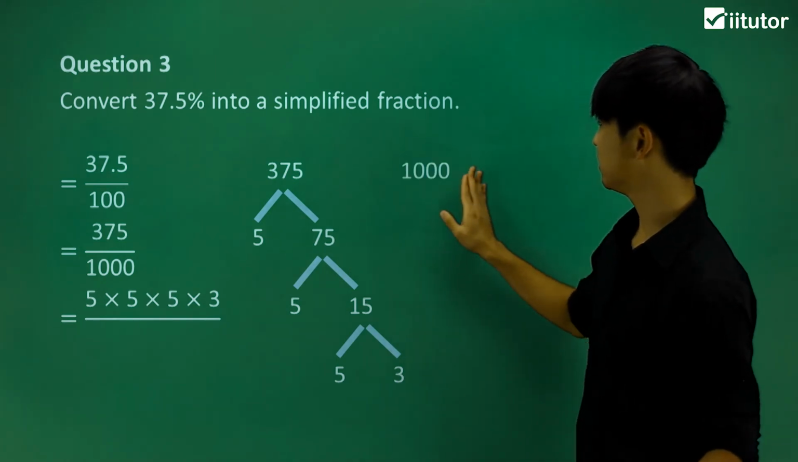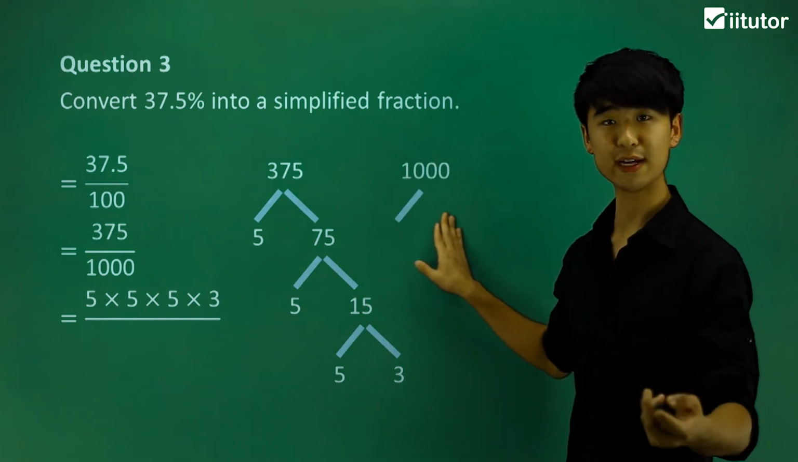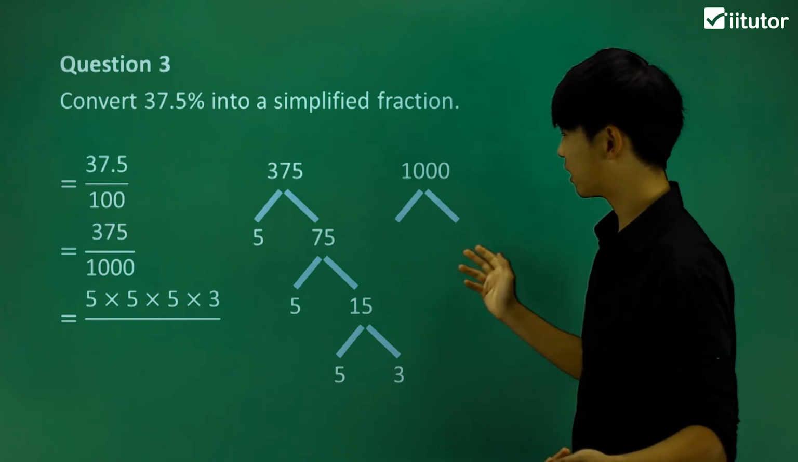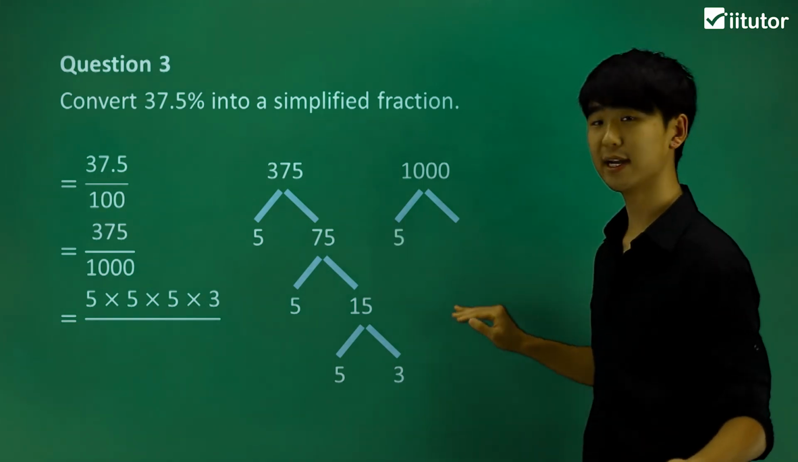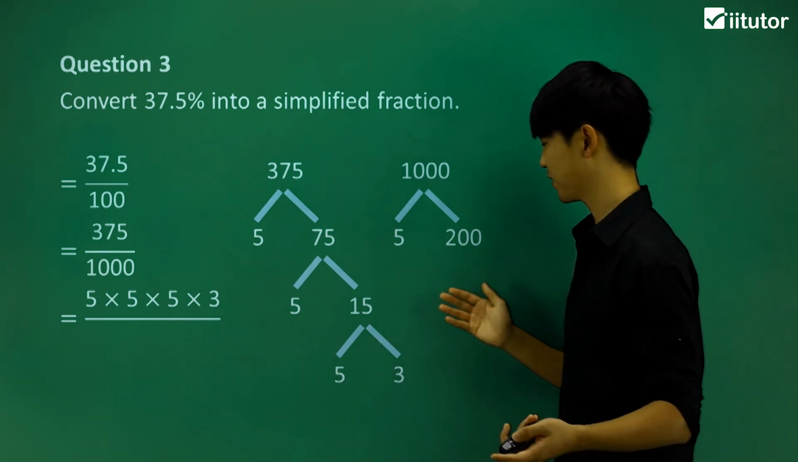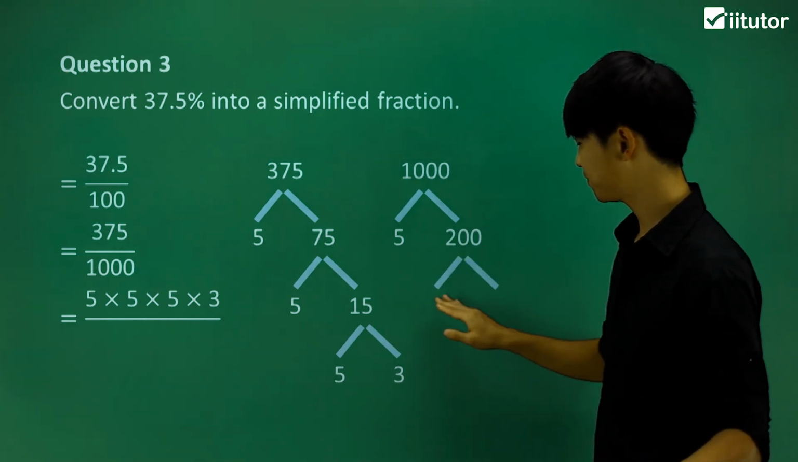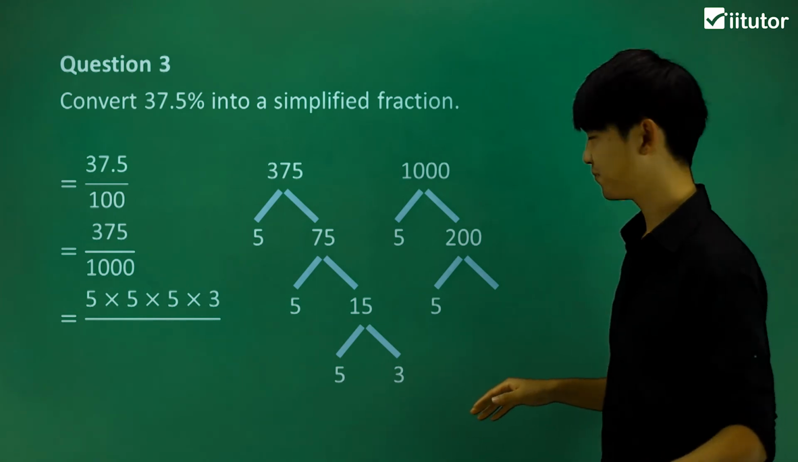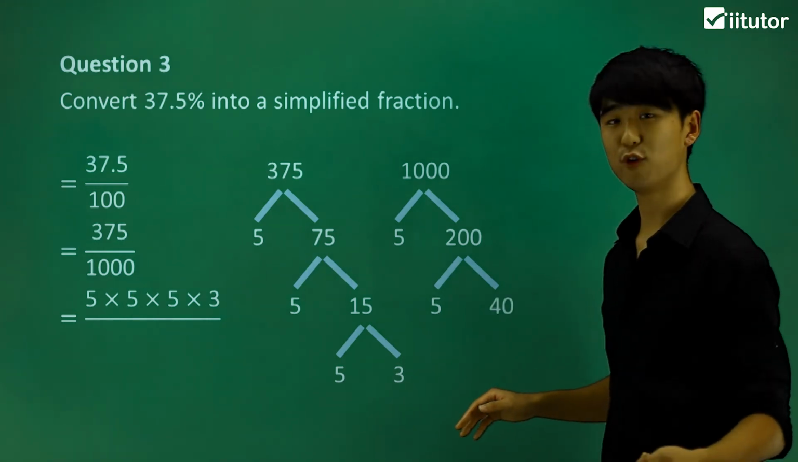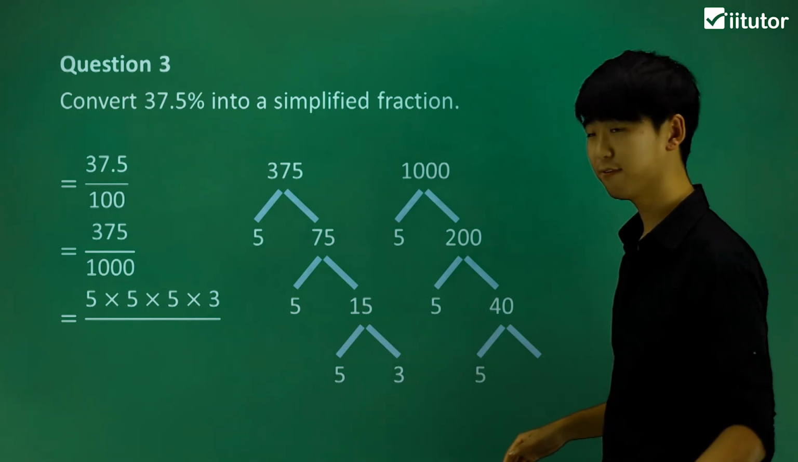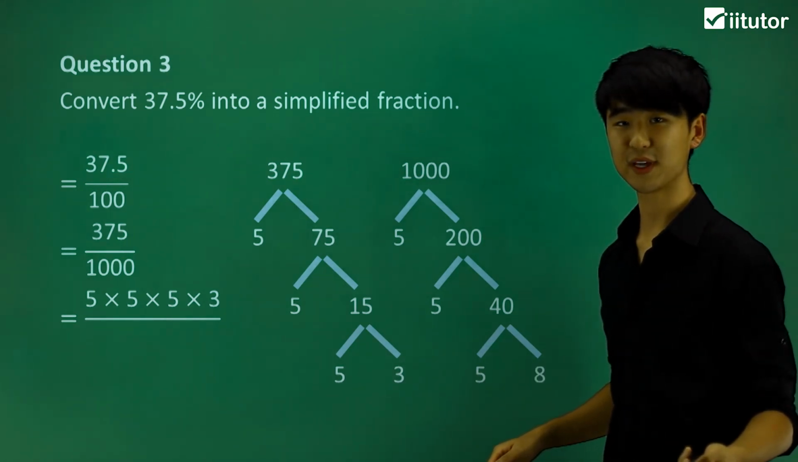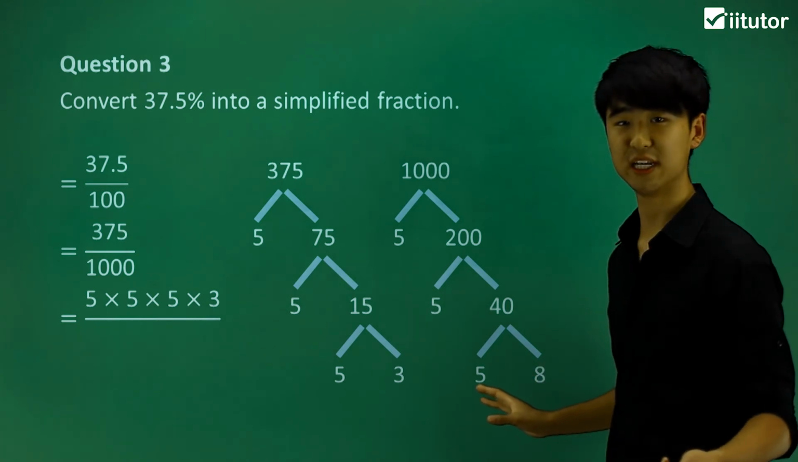Now let's look at 1,000. Now 1,000, if I break that down with a factor tree, again I'm going to start off with 5. Okay, now 5, and on this side it should be 200. Now let's break 200 down further. I'm going to use another 5, and on this side it should be 40. Let's continue to break this down. I'm going to use another 5 and an 8. Okay, and that's probably as far as I need to go.